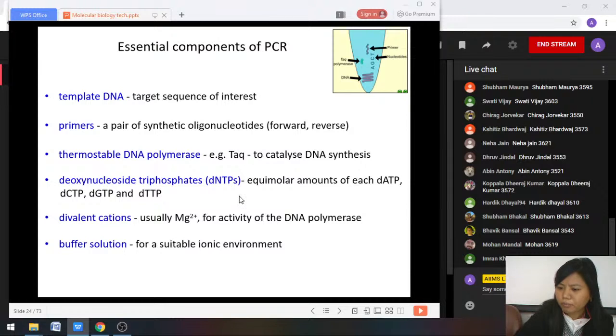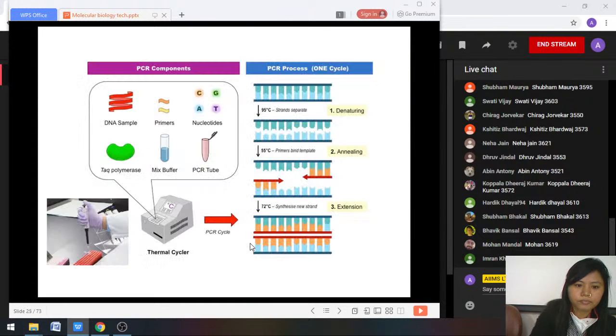Then you need the building blocks, which are the dNTPs and which are ATCG. And you have divalent cations like magnesium ions and others, because the enzymes require ions for its function. And you have the buffer solution. Right. So in a PCR, you have all these components which are added into the PCR tube.